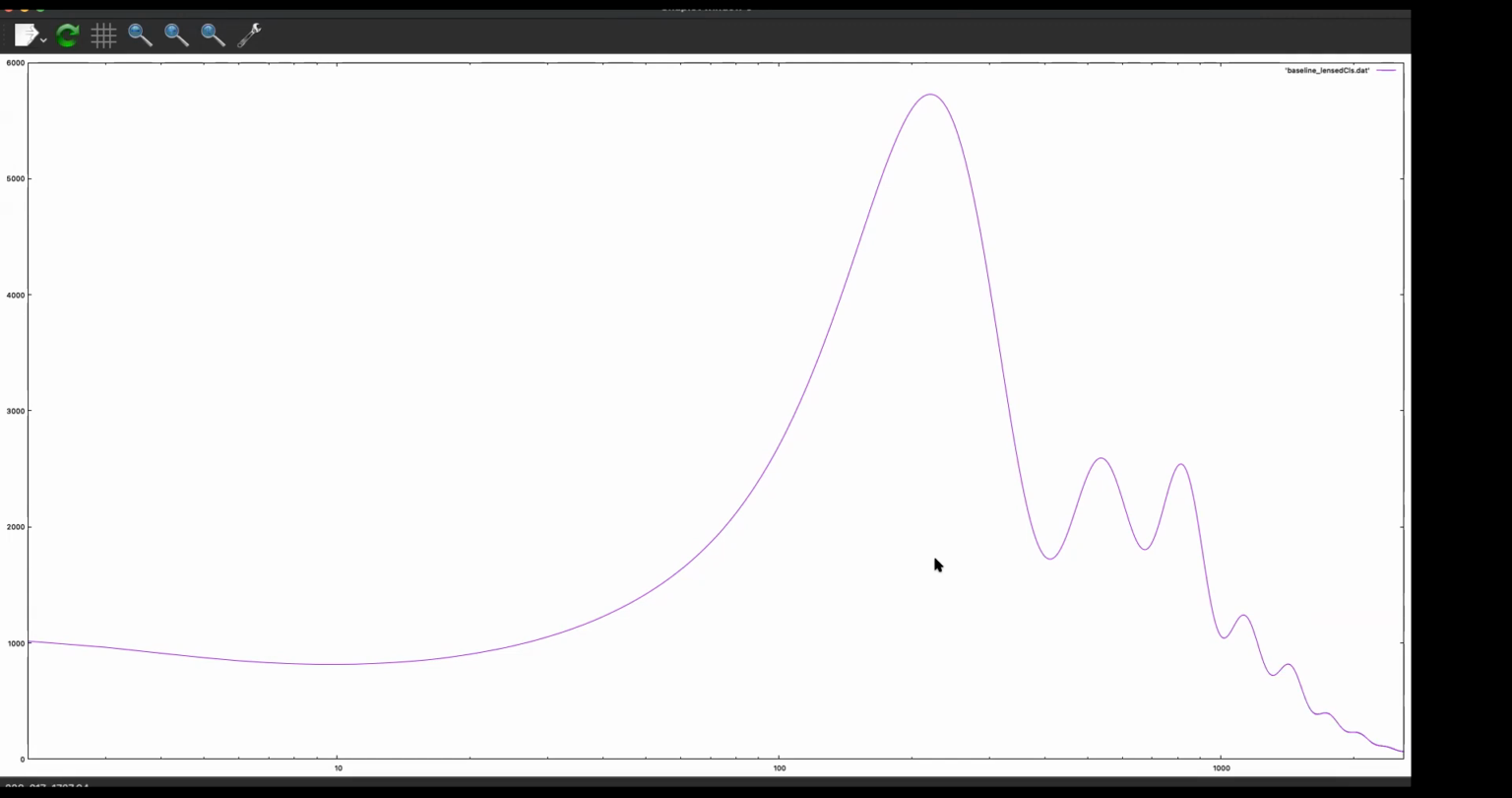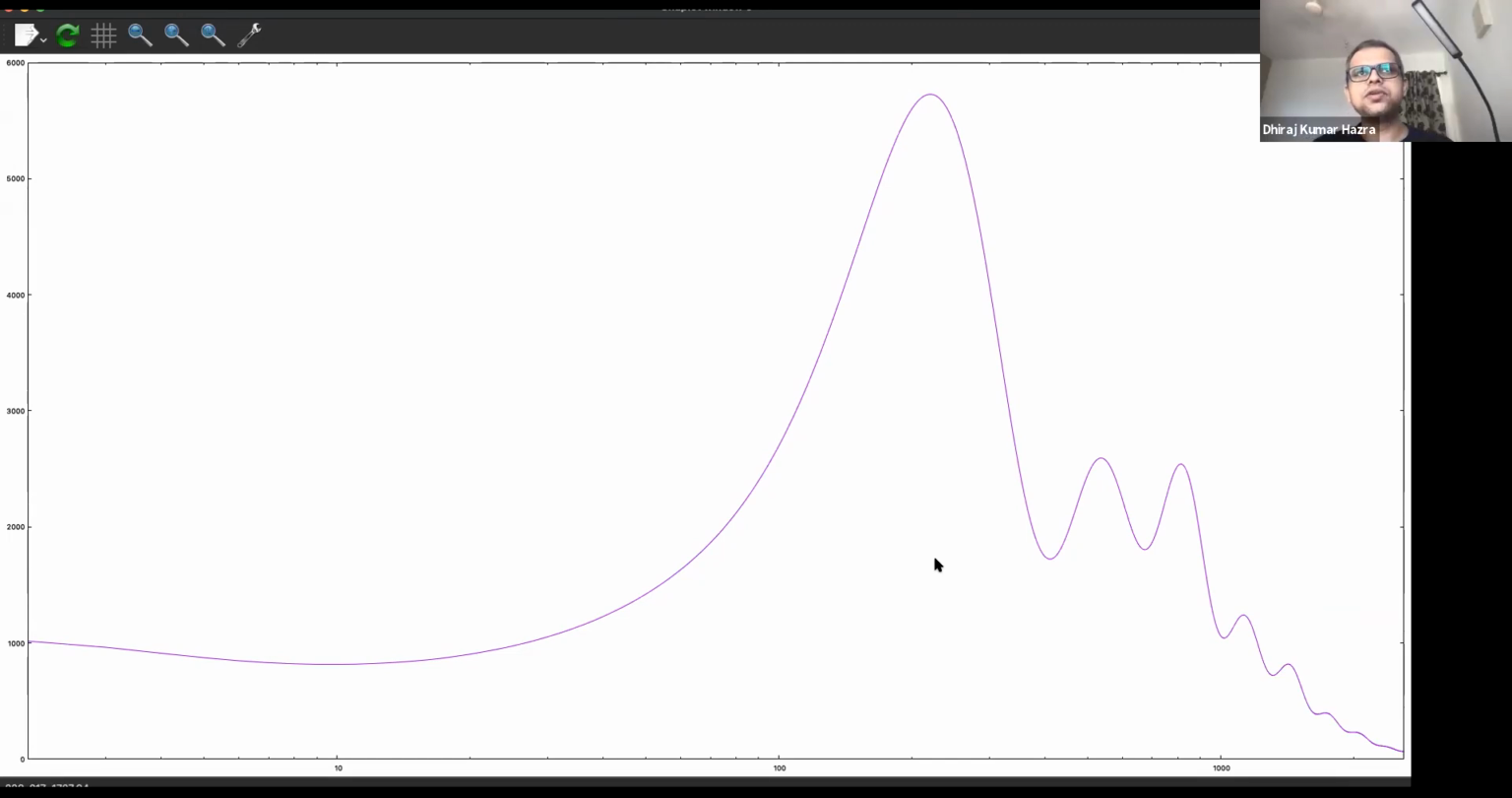Sir, can you please repeat the command for the power spectra plotting? Oh, okay. So you can use any command. For example, you have to plot this lens cls.dat, baseline underscore lens cls.dat. You have to plot the first column against the second column. First column will be the X and second column will be the Y.